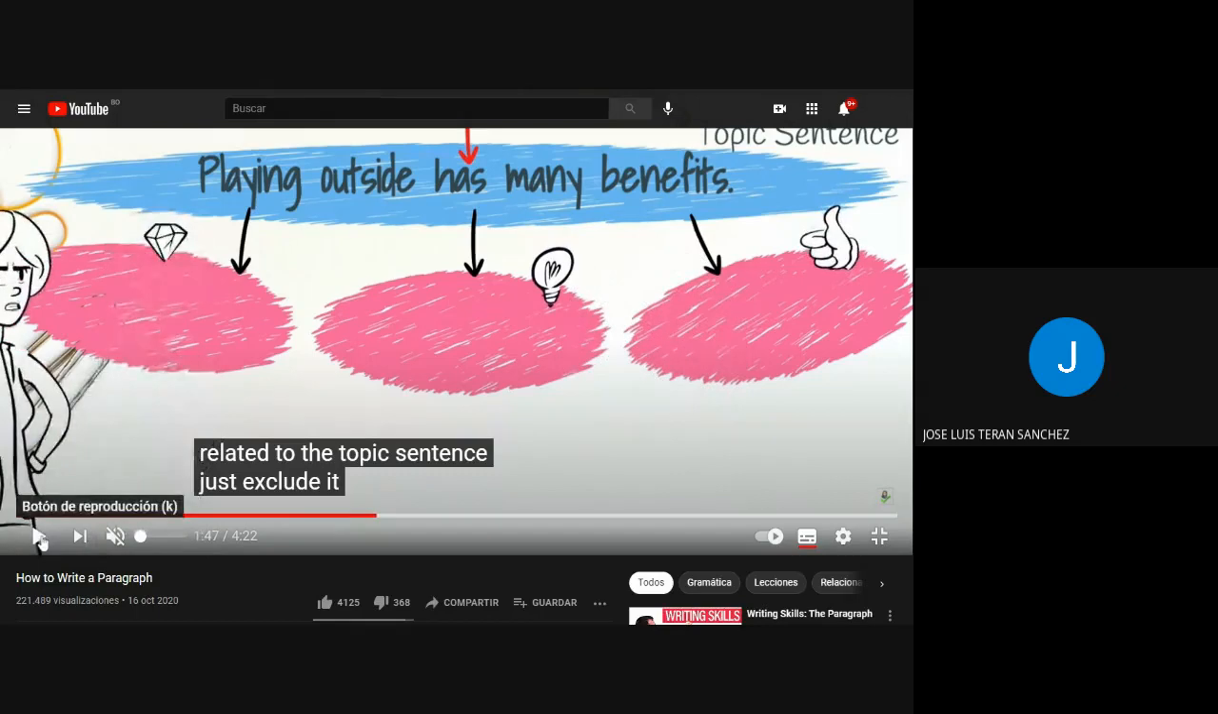all right. So for example, in each one you are supposed to say some specific benefits. I don't know. It is helpful for imagination if you are outside. Playing outside also is beneficial because you feel relaxed, and it's really a good idea to do that because it is healthy. Three reasons, three sentences, and they were your topic ones.